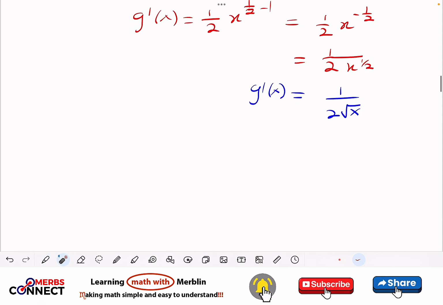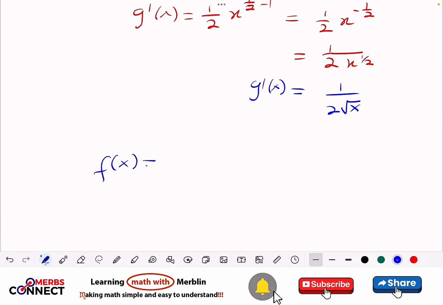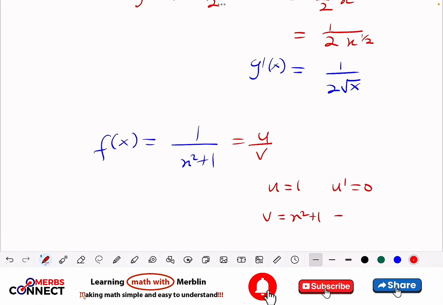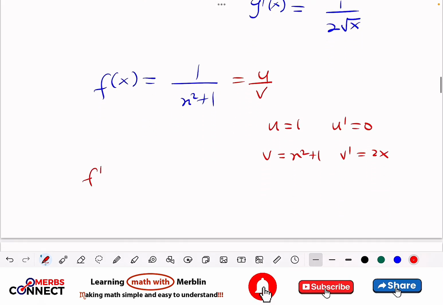So we have f of x, which is equal to 1 divided by x squared plus 1. Is that right? Yes. So this one we can use the chain rule, or we can use quotient rule. So let's use quotient rule. u divided by v. u is 1. u prime will be 0. v is equal to x squared plus 1. This implies that v prime will be 2x.